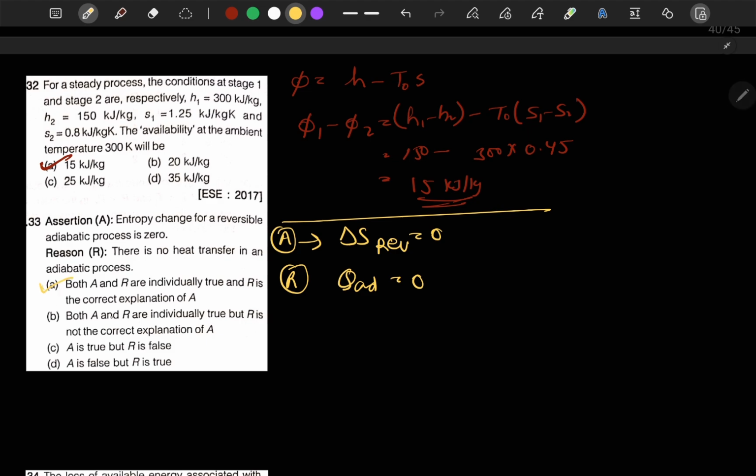So both A and R are individually correct, and R is the correct explanation.